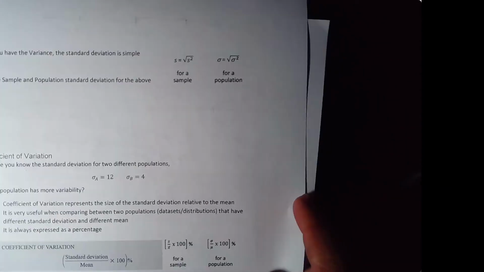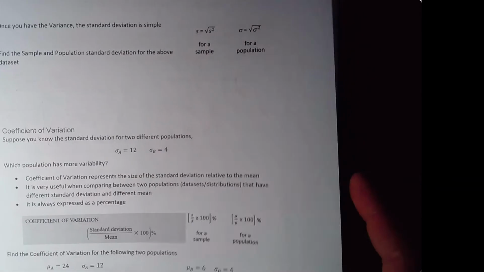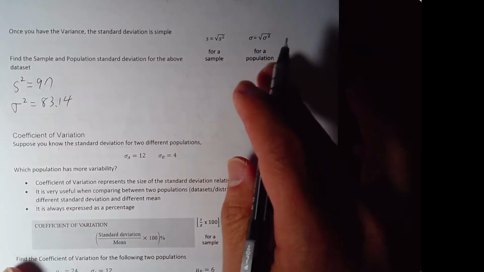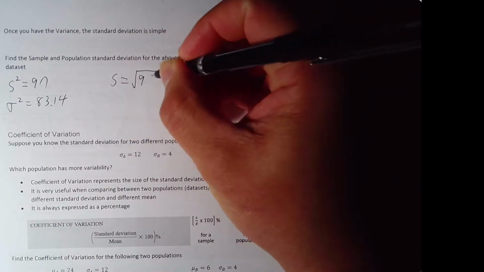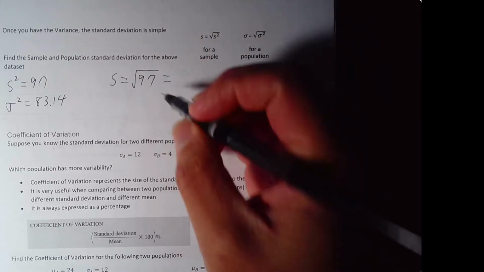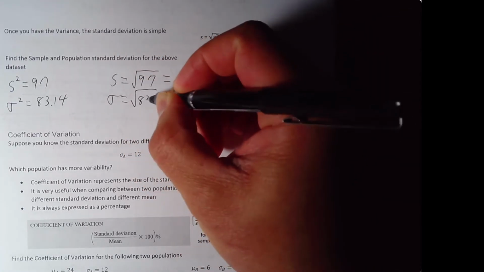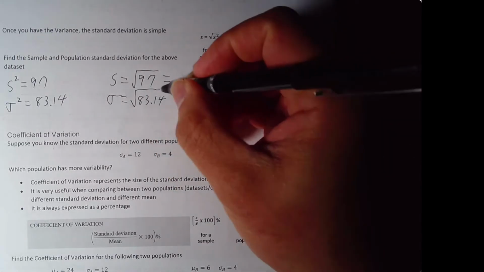Okay, so let's use the here. I'm going to recopy what we got earlier. We got S square equals 97, sigma square equals 83.14. Okay, and that's fine. The sample standard deviation and the population standard deviation are very simple. It's all just calculator work. Take the square root of 97. For sigma, you would take the square root of 83.14. Right? Okay, and then simply pop that in your calculator.